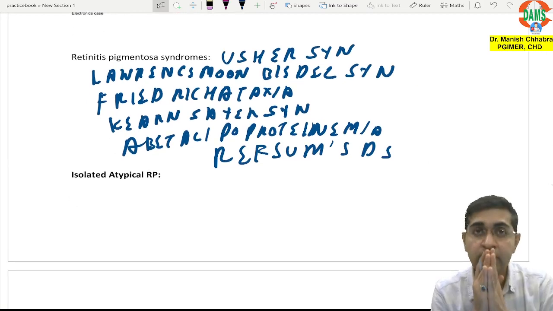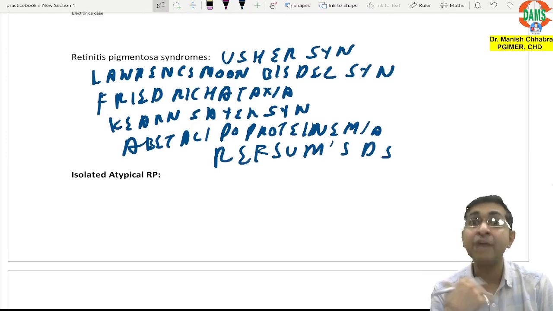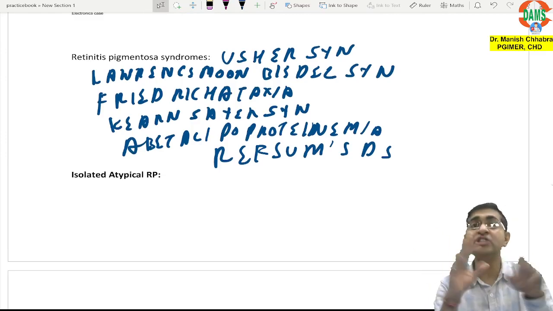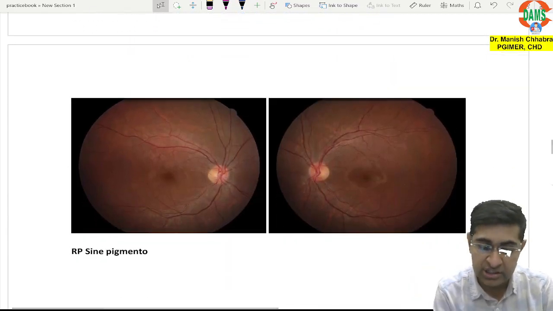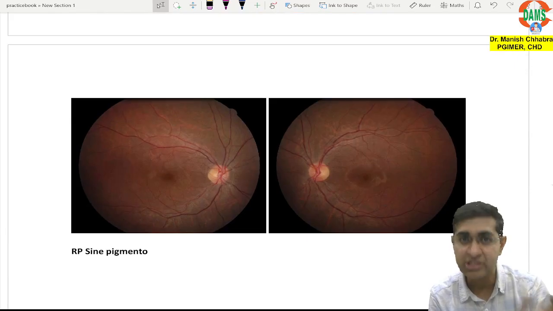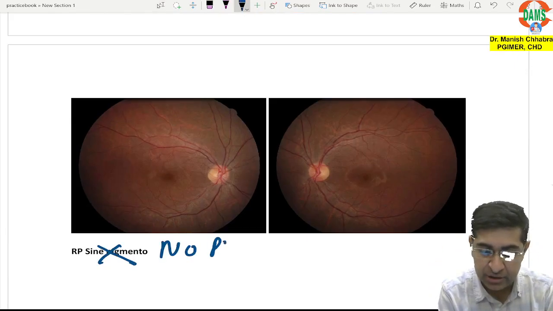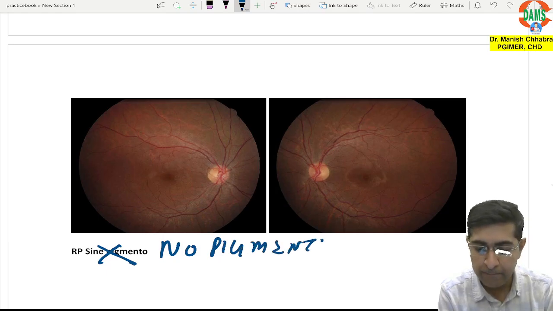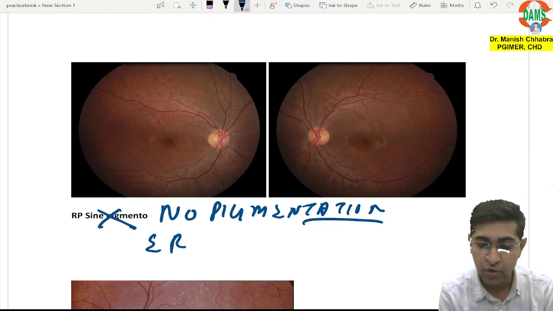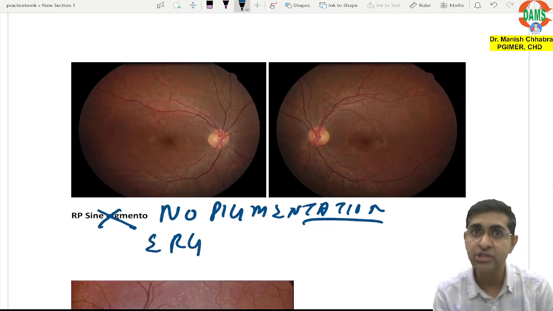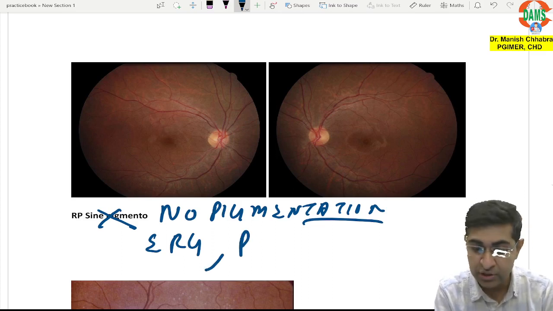Now, isolated atypical RP is an RP-like picture, but it is not associated with any systemic abnormality. So what is this? This is RP sine pigmento. Sine means no pigmentation. Then how are you able to appreciate it? You will go for ERG testing and see the waveforms. There will be photoreceptor dystrophy.